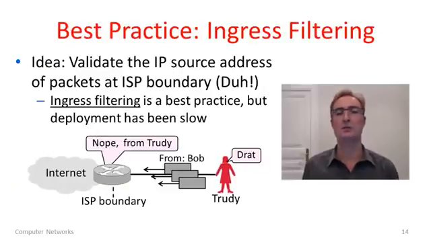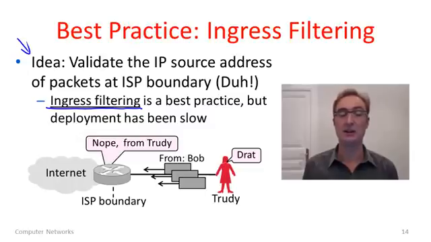Well, with best practices in the internet today, we can disable most of these kinds of attacks. Now, in fact, there is a specific best practice called ingress filtering. And the idea here is to validate the source address of a packet at the network boundary. So that's like when it enters the ISP, when it goes into the internet at large.